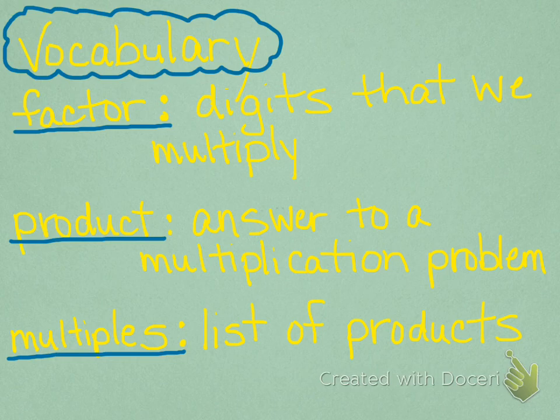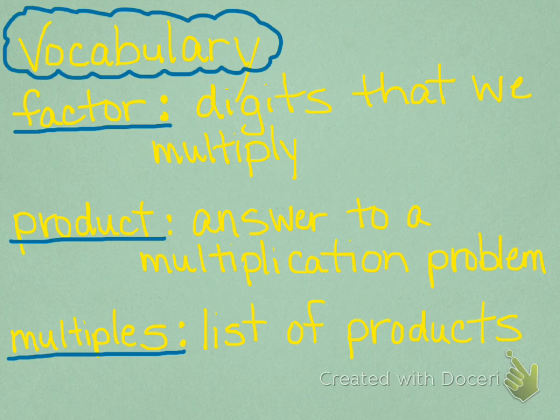Our first vocabulary word is the word factor. And of course, a factor is a digit or digits that we multiply together. And when we multiply the factors together, we come up with our second word, which is product. And our product is an answer to a multiplication problem.